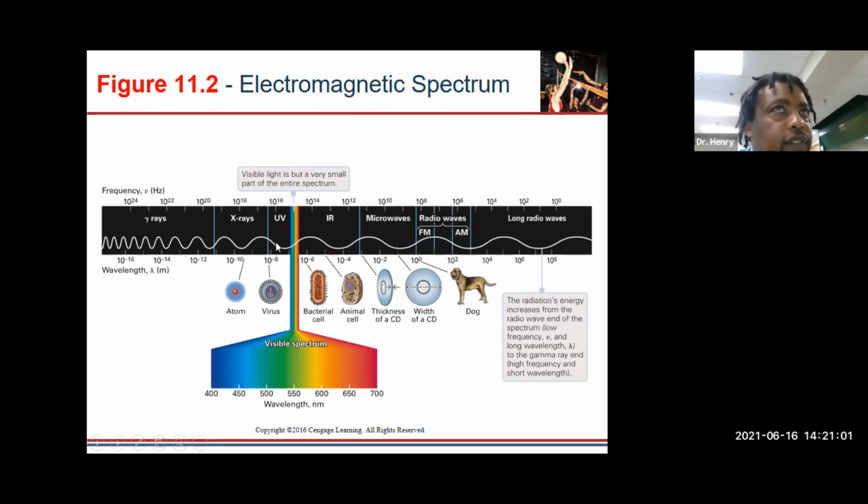And then UV waves are going to be about the size of a virus. Infrared waves are going to be about the size of bacteria or animal cells. Microwaves are about the thickness of a CD. And then also the width of a CD. Radio waves is about the size of a dog. Okay, so you guys get an idea of how far that is for that wave. So when we're talking about that wave, it's from peak to peak, what we define as a wave. Peak to peak or trough to trough. Okay, peak to peak, trough to trough. Are you with me? Yes. Good.